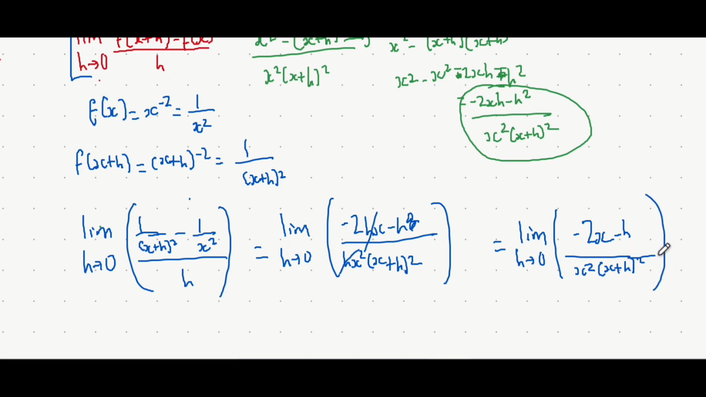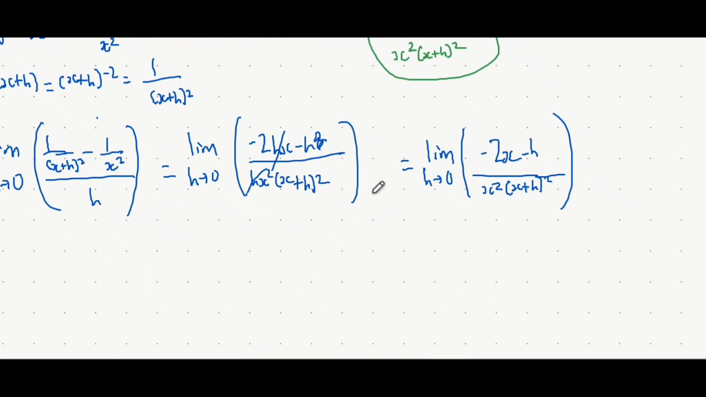Okay, where do we go from here? Well, let's think about it. When h tends to 0, what happens to this whole expression? Well, this h here will tend to 0. So the numerator will tend to minus 2x. In the denominator, h becomes 0, so this becomes x plus 0 all squared, which is also x squared. And x squared times x squared is x to the power of 4.